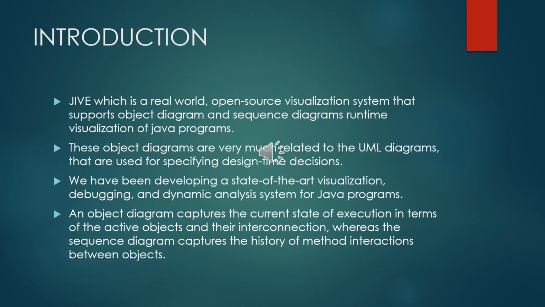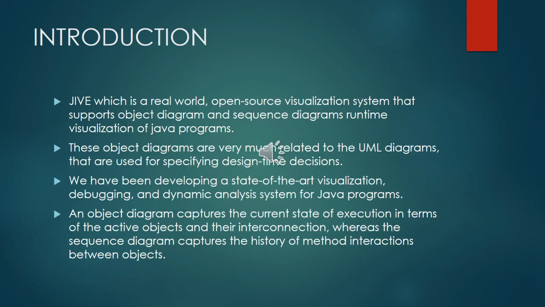Coming to the introduction, JIVE is a real-world open source visualization system that supports object diagram and sequence diagram runtime visualization of Java programs. These object diagrams are very much related to UML diagrams that are used for specific design type decisions. We have been developing a state-of-the-art visualization, debugging, and dynamic analysis system of Java programs.